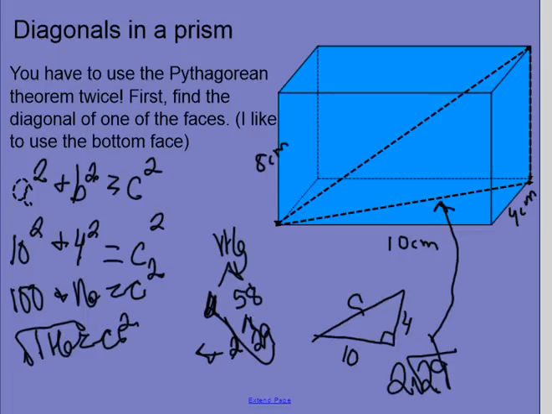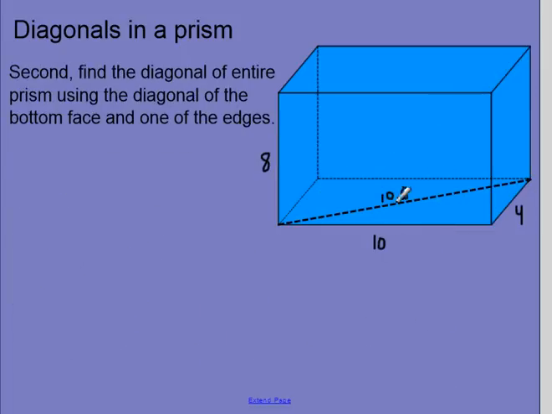Now that I've done that, on this page, I turned it into a decimal for you, 10.8, and we'll do the rest with decimals. Now that I've done that, second, I have to find the diagonal of the entire prism by using the diagonal of the bottom face and one of the edges. So this is the shape I'm looking for. I'm looking for that line. And I know that this vertical line here matches the length of this line here. They are both going to be 8. I know that because in all rectangular prisms, that's true. The height in one place will be the height in all of the places.